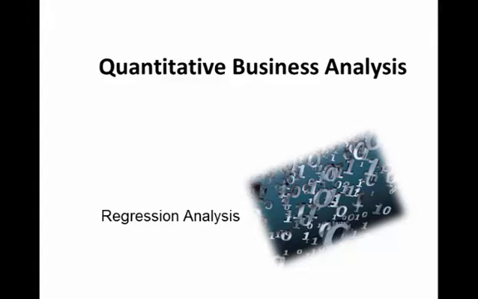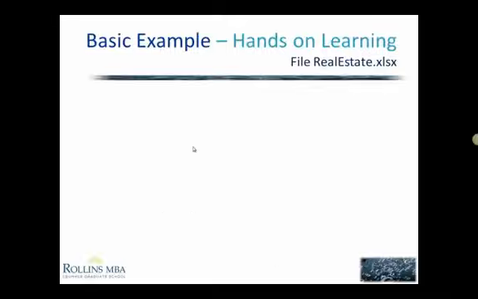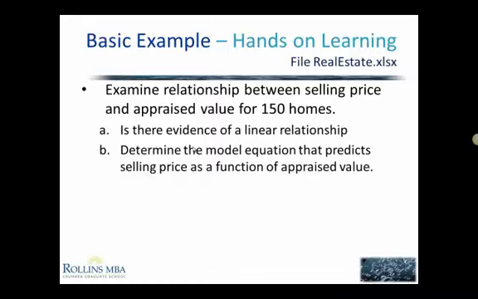Okay, let's take a look at an example of a simple linear regression. And the problem I'd like to take a look at is one that I've captured for you in a data file that I've posted called realestate.xlsx. And here we have data on 150 homes showing the recent selling price and the appraised value. And what we'd like to see is, is there evidence of a significant linear relationship between these two variables?